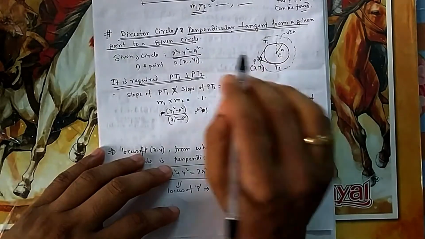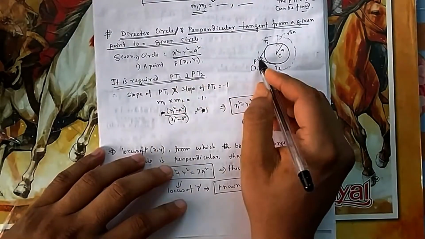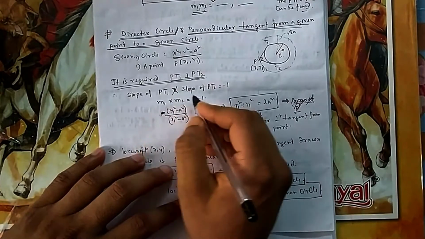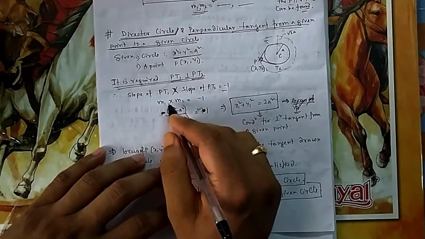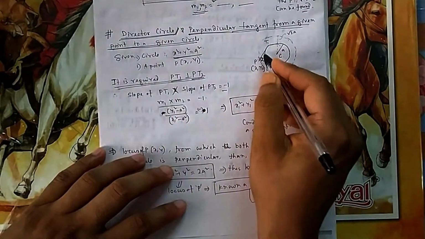To have this, what should be the condition? What are the PT1 slope and PT2 slope? The product of these two should be -1. So what is the slope of PT1 and PT2? This is M1 into M2, the slopes of these two.